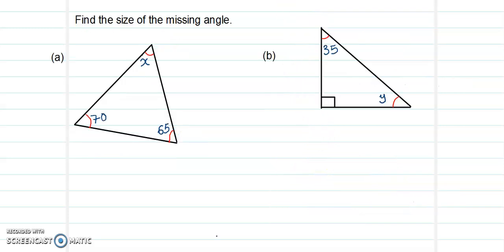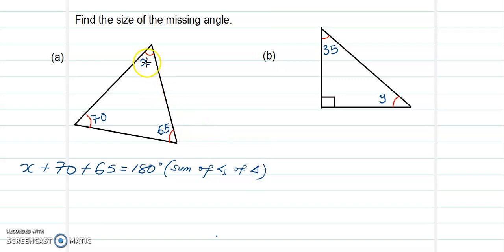Okay, so let's look at some questions. In this case, we are asked to find the size of the missing angle. For us to find the size of this missing angle, we note that the sum of the angles of a triangle is equal to 180 degrees. That means I can have x plus 70 plus 65 is equal to 180 degrees. And the reason is, what? Sum of angles of a triangle. They must be equal to 180 degrees.